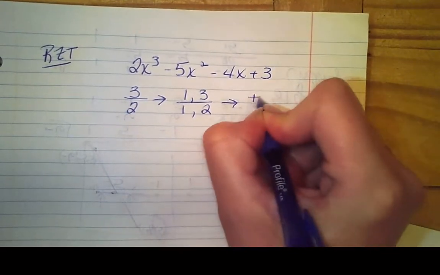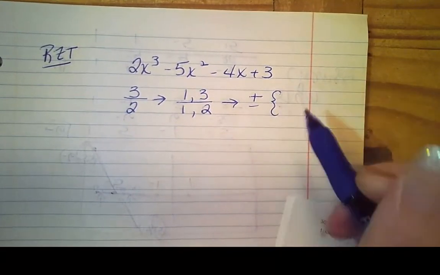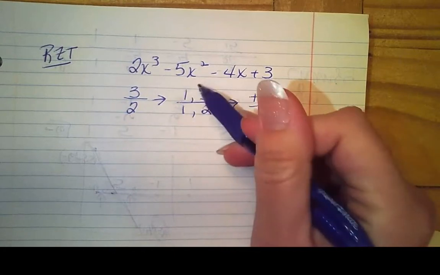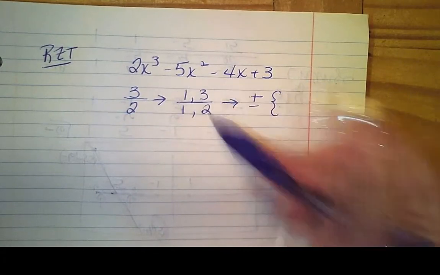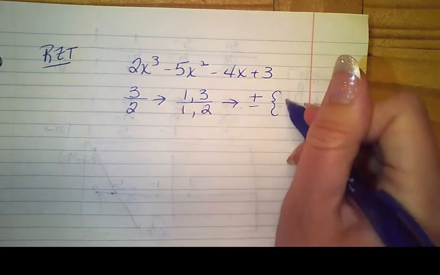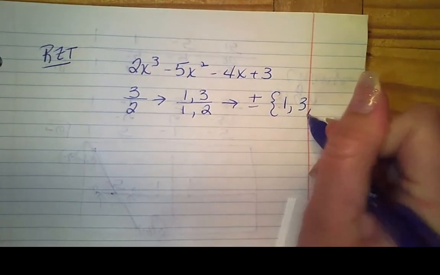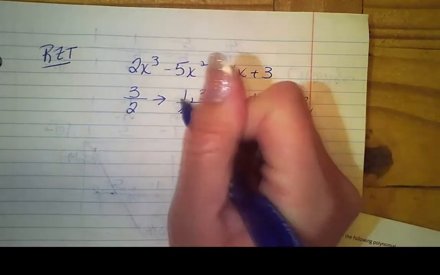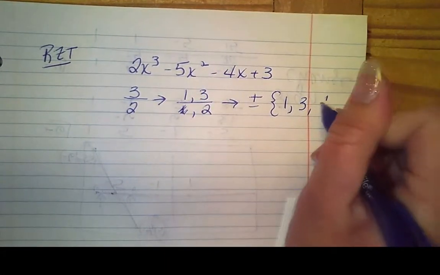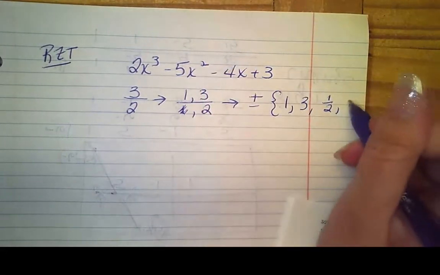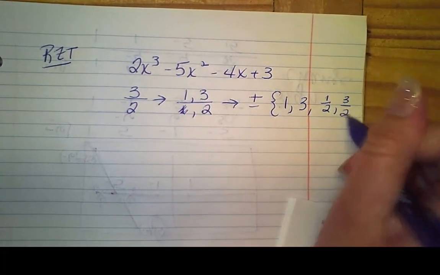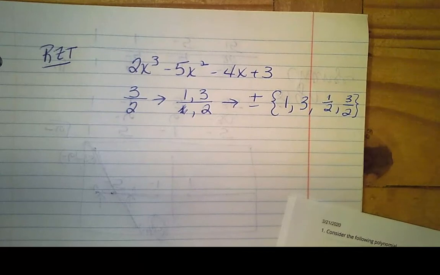And be very, very methodical, otherwise you're going to mess up. So take everything on top over 1, everything on top over 2. So 1 over 1 is 1. 3 over 1 is 3. So I'm done with him. 1 over 2 is a half. And 3 over 2 is 3 halves. So that is rational zeros theorem.